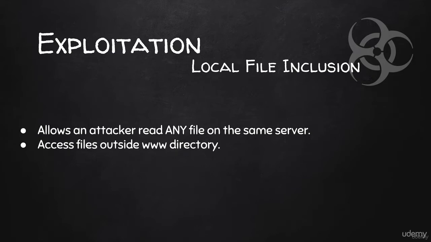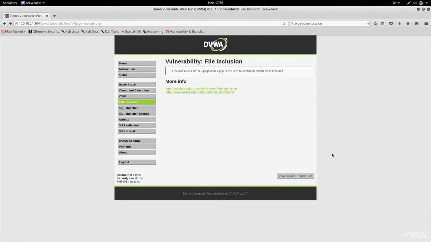Also, if there are a number of websites on the same server and you manage to find this on a website that you're not targeting, then you might be able to access files related to the website that you're targeting and then further exploit your website from there. So let's have a look at this. And the way we're going to be exploiting this vulnerability is through the URL.